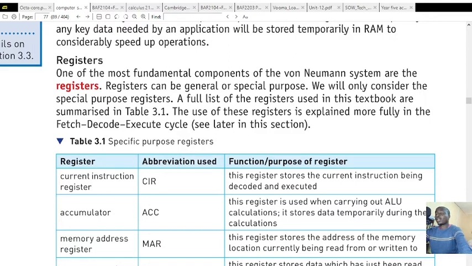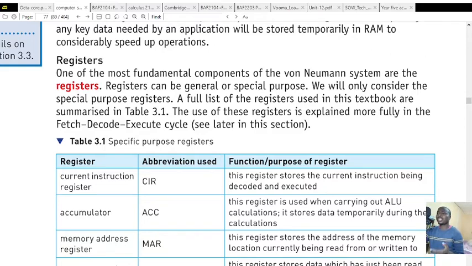So that is the work. The instruction that is being decoded and executed is normally stored in the current instruction register. Then we have the accumulator, which is a very important register that normally stores data when carrying out calculations, or even stores data temporarily during calculation. So that is the work of the accumulator.